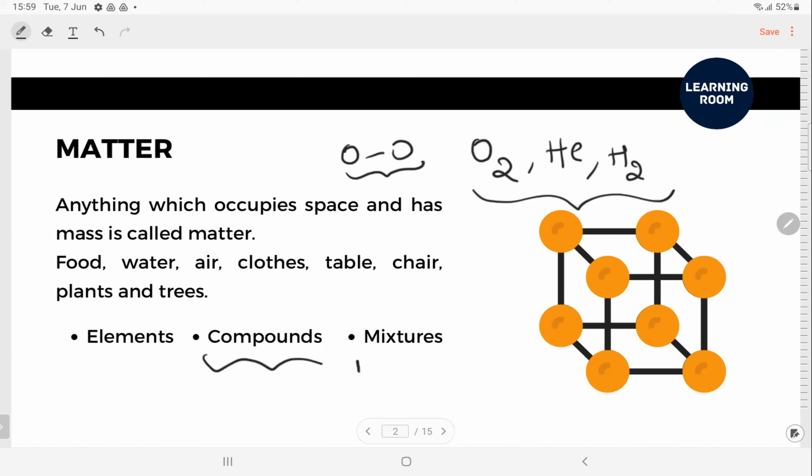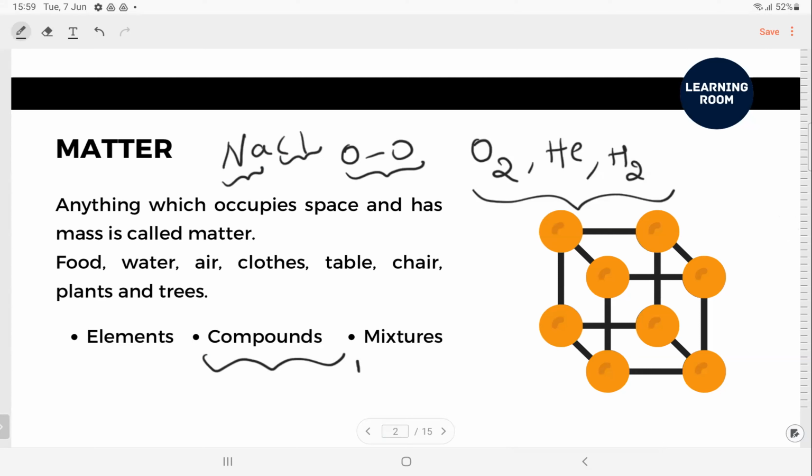What are compounds? More than two atoms. Okay, it is more than two elements. For example, NaCl, sodium chloride. Sodium is an atom, chlorine is an atom. So what happens when they combine together? This NaCl is an example of a compound.